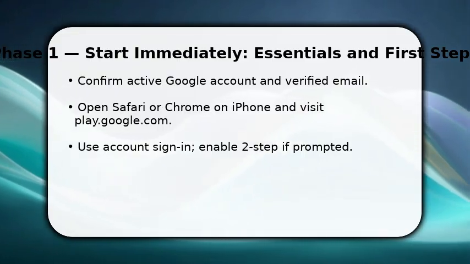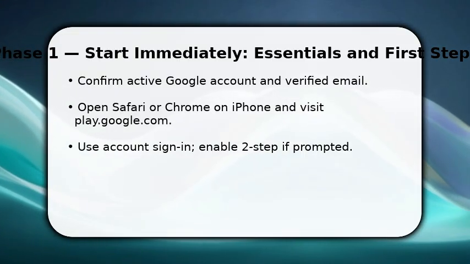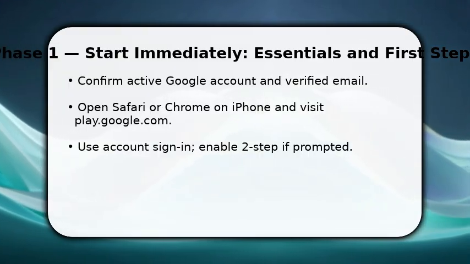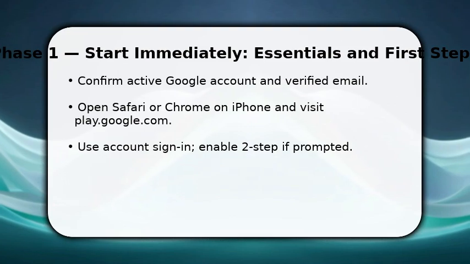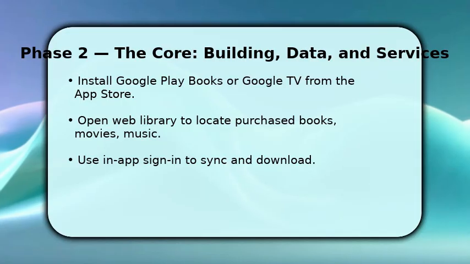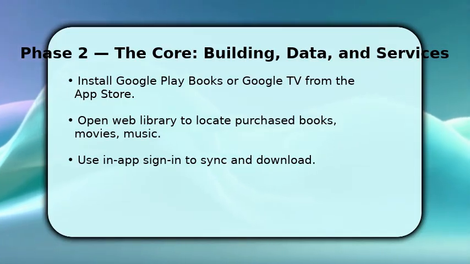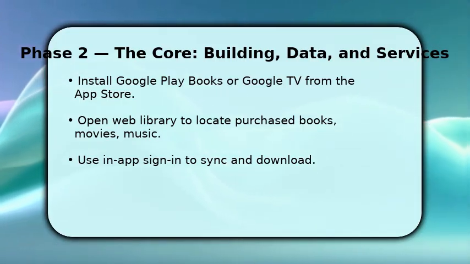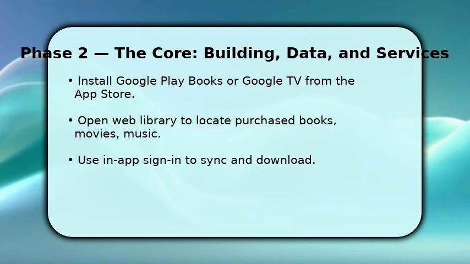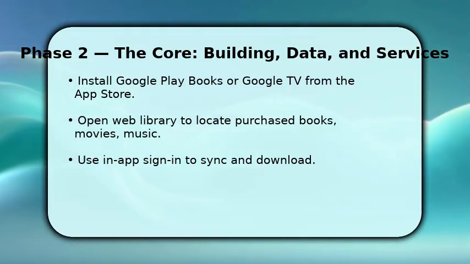This step is fast and critical because your purchases and library sync through that exact Google account, so don't skip verification. Once done with sign-in, install the dedicated iOS apps, Google Play Books for ebooks and Google TV or Google Play Movies for videos. These apps let you view and download purchases on your iPhone. Open the web library to locate the exact item, then tap the in-app sign-in and sync. Downloads appear in the apps library.